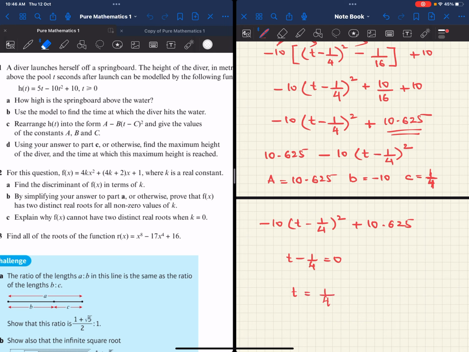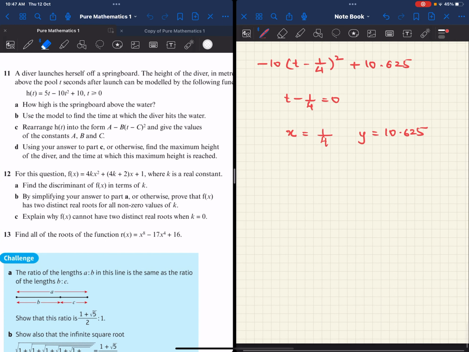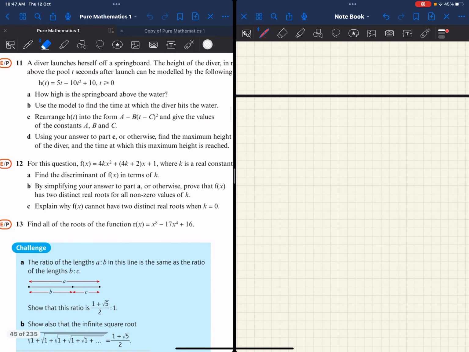And for finding the y value, we will write the value outside as it is. So that is your y value for the maximum. So this is your x and this is your y. Moving on to the next question. Question number 12.